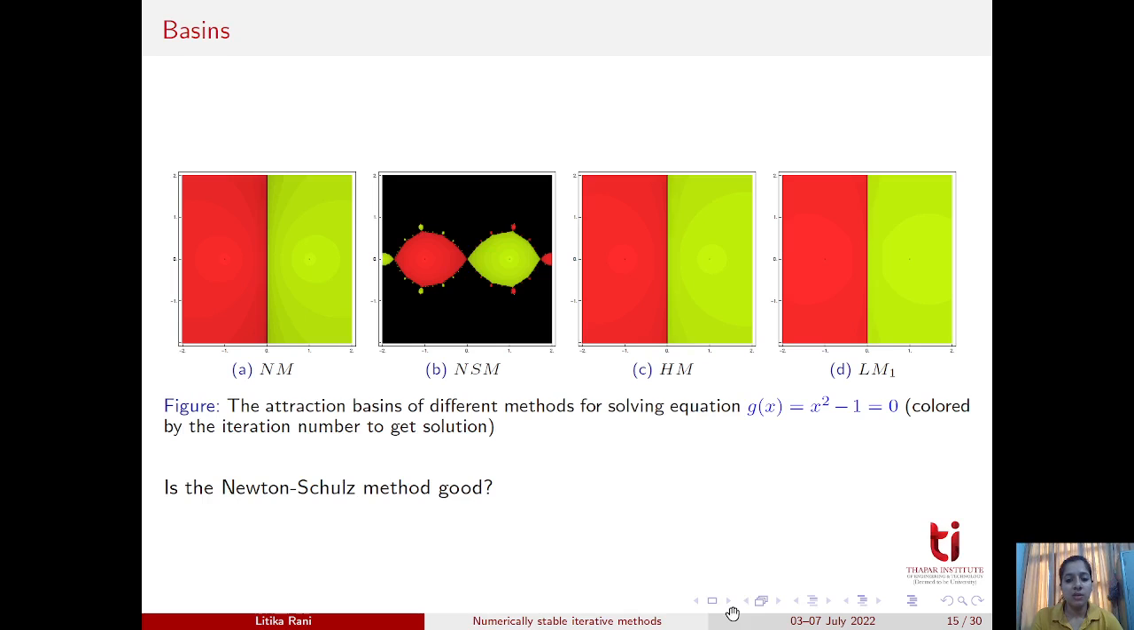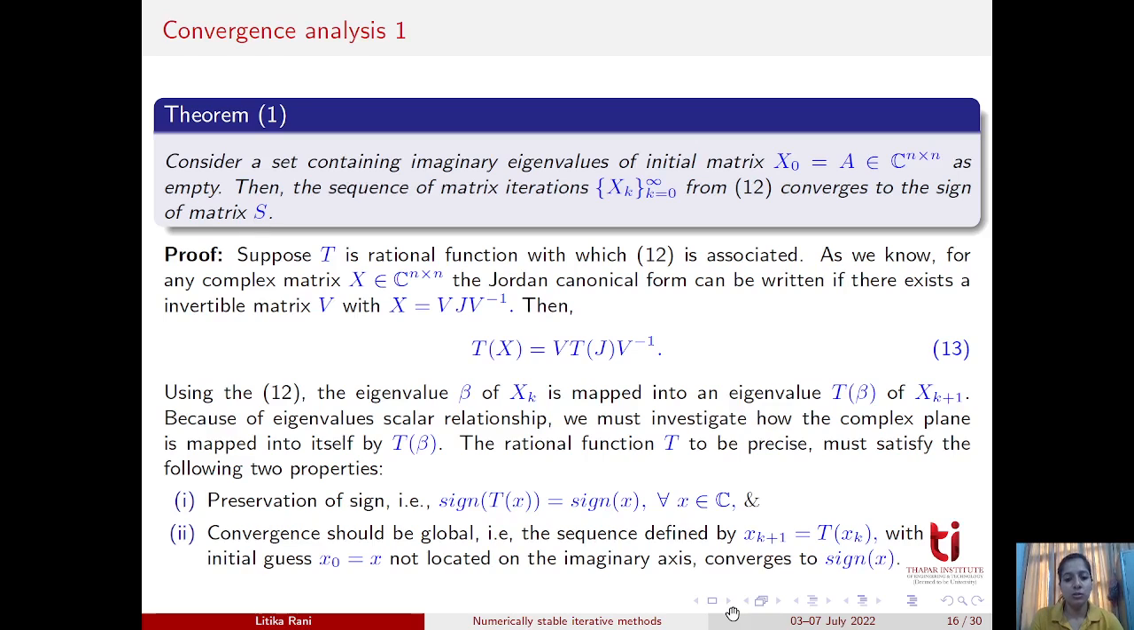So these are the figures corresponding to the four methods: Newton's method, Newton-Schulz method, Halley's method, and the newly proposed method. So can we say that Newton-Schulz method is good? No. Why? Because in this figure, the Newton-Schulz method has a lot of black spots, or divergence regions, due to which it is not globally convergent, while the other methods are globally convergent. So we have obtained two achievements: the method is new and it is globally convergent. So let's discuss its convergence analysis.